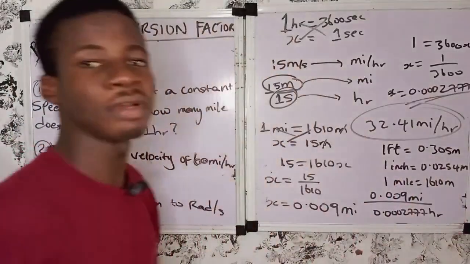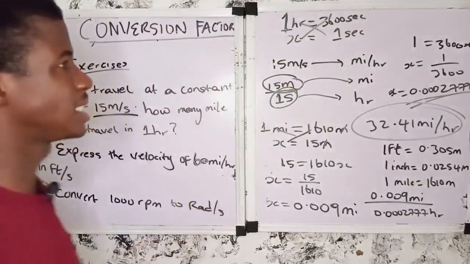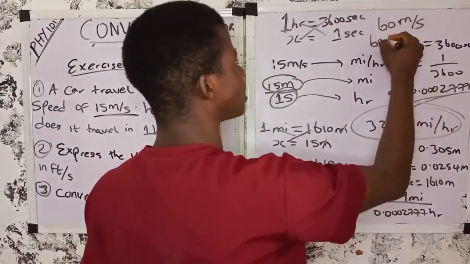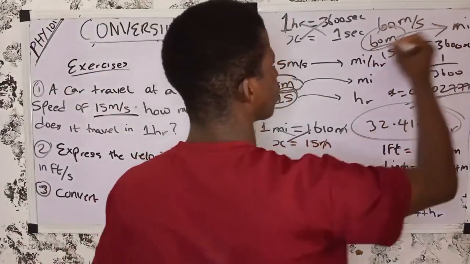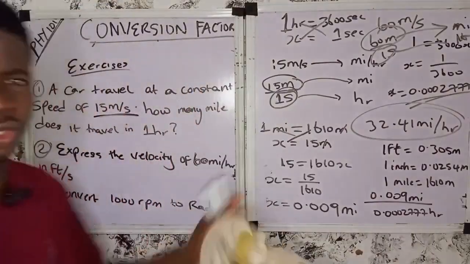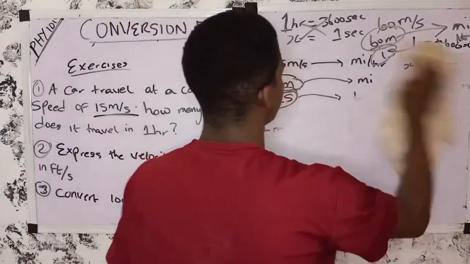When they tell you to convert from 60 meter per second to mile per hour, it's still the same thing. 60 meter divided by 1 second. Convert this 60 meter to mile, convert these seconds to hour. Then divide the two answers, you get your final answer, okay? So we are done with the very first question.